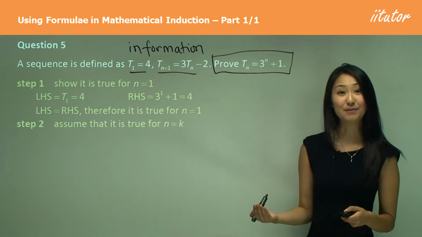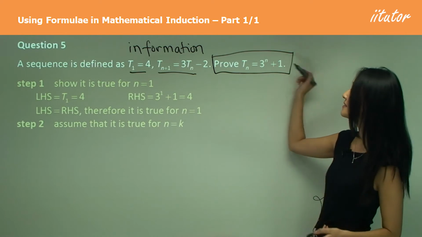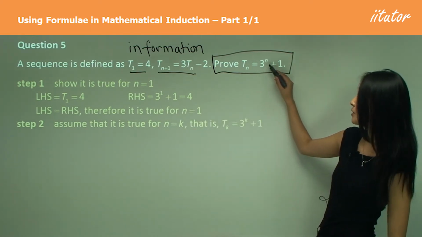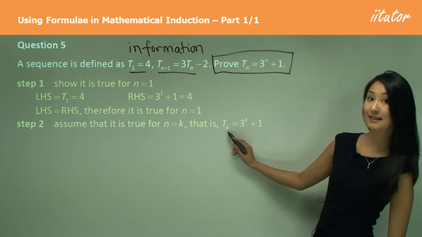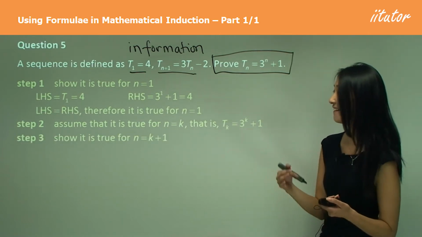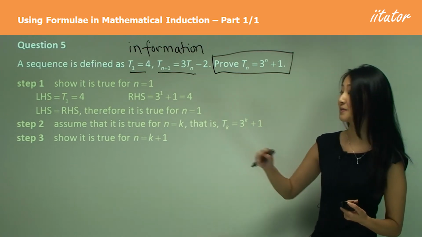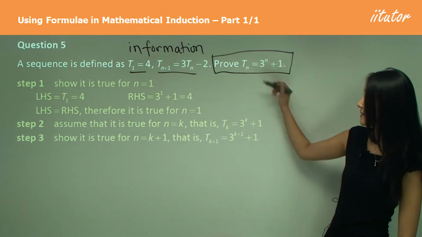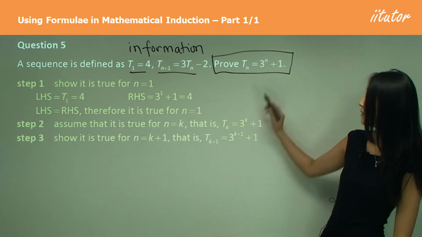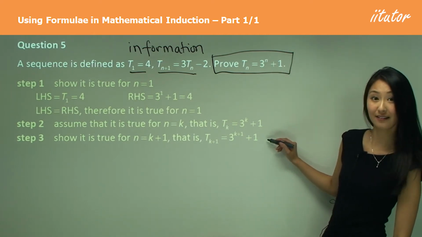So let's move on to step 2, which is assuming it's true for n equals k. So using this here, we're assuming that tk equals 3^k + 1, that this does indeed equal that. We're making that assumption. Now, finally, in step 3, we want to show it's true for n equals k plus 1. So substituting k plus 1 into n, we have t(k+1) equals 3^(k+1) + 1. Yeah?